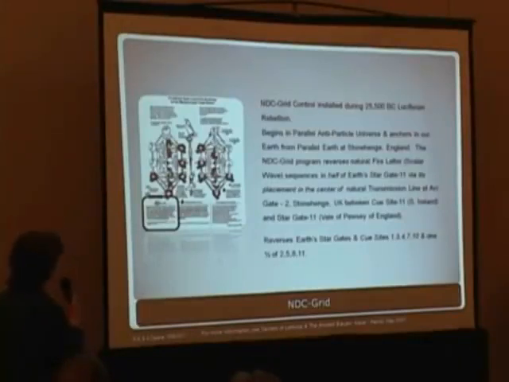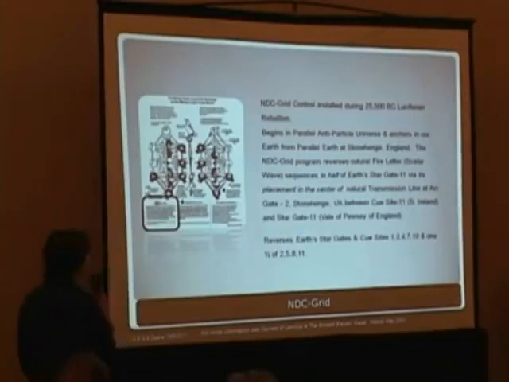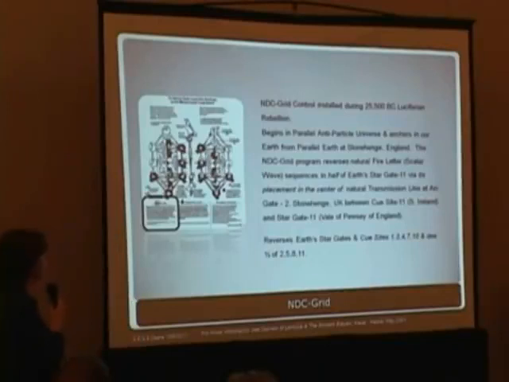The Nibirian Dyadic Crystal Grid program reverses the natural fire letter scalar wave sequences, or you can just think of it as frequency, in half of Earth's Stargate 11 via its placement in the center of natural transmission line at Arcgate 2, Stonehenge, UK, between Q-Site 11, which is in southern Ireland, and Stargate 11 in the Valapussi, England.